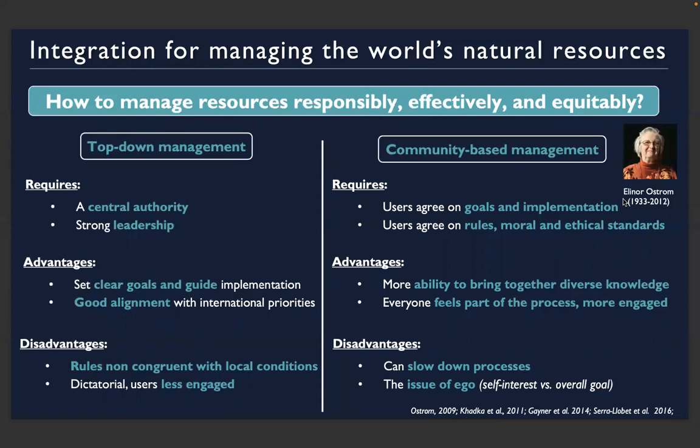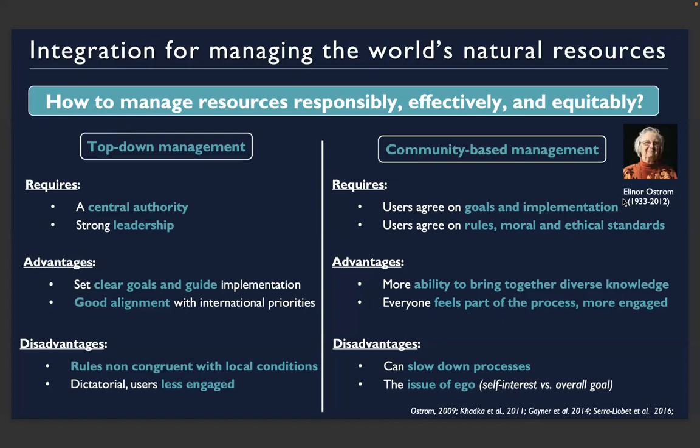So top-down management requires a central authority and strong leadership. The advantage is that it sets clear goals and guides implementation, and in general there is a good alignment with international priorities. But the disadvantage is that the rules are not congruent with local conditions. In general, there is a disconnection between what is implemented at the top, high level, and the local conditions. The other problem is that it's very dictatorial and the users are less engaged in the process because they don't know why this kind of management is being imposed.